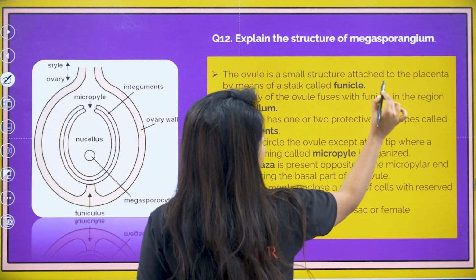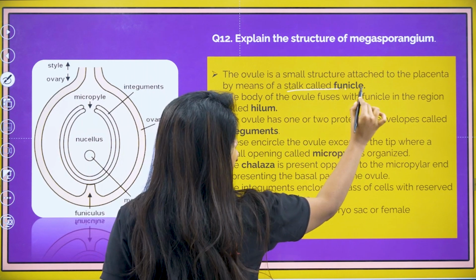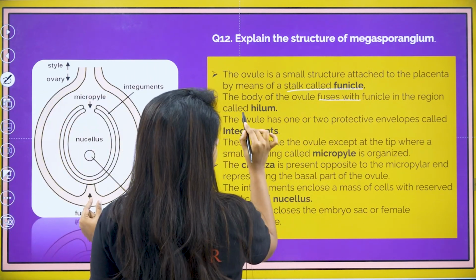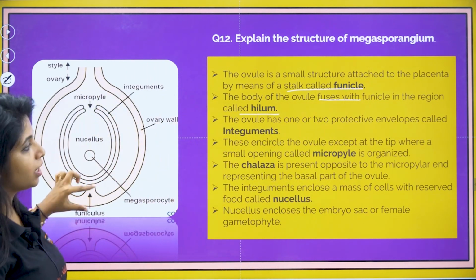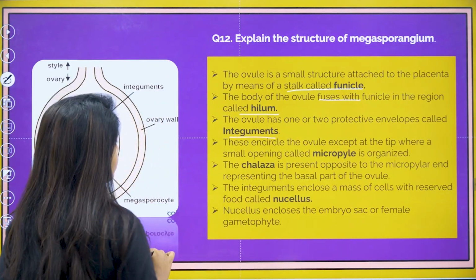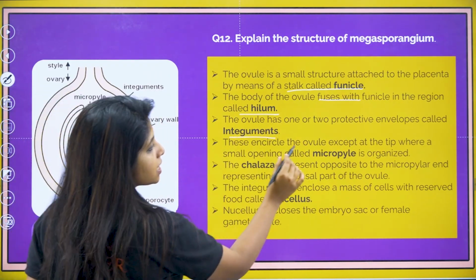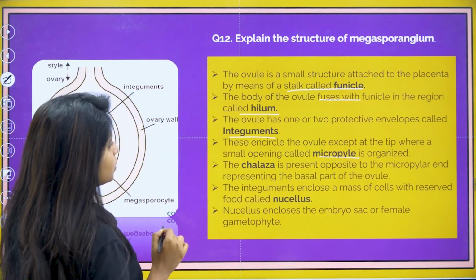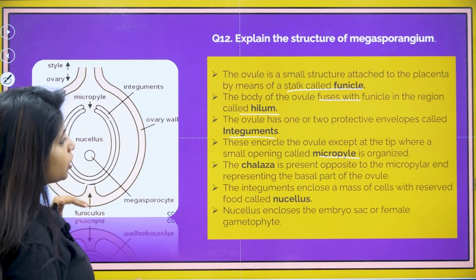The ovule is a small structure attached to the placenta by means of a stalk called, I told you, funicle. The body of the ovule fuses with the funicle at the region known as hilum. So the point of attachment is hilum. And the ovule has one or two protective layers which are known as what? Integuments. These encircle the ovule except at the tip, the small opening which is known as micropyle. Now the chalaza is present opposite to the micropylar end.